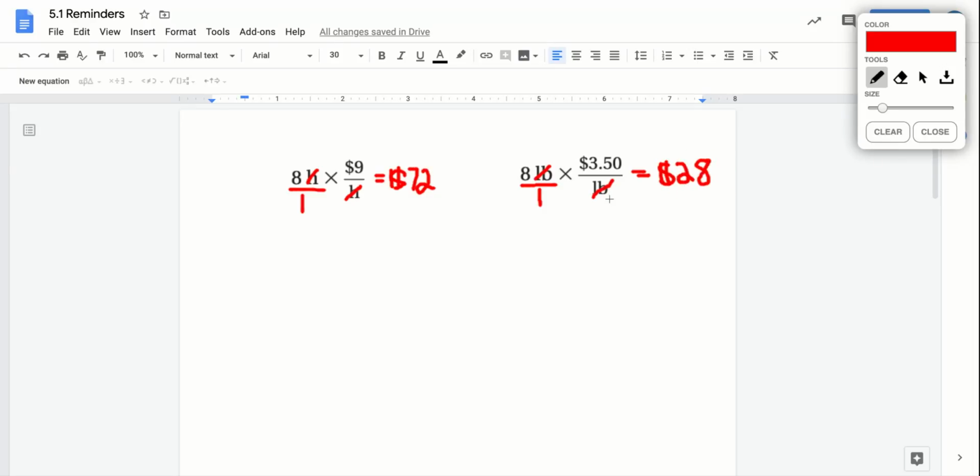Okay, so you're going to cross cancel your labels. Make sure there's a 1 underneath as your denominator. And then you're just going to multiply across because these are unit rates. It's in 1 hour and for 1 pound. Okay. All right, let's take a look at some other ones.